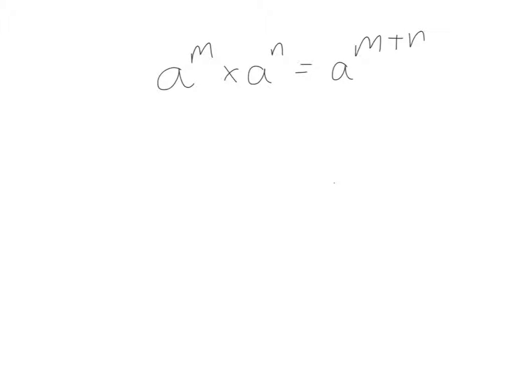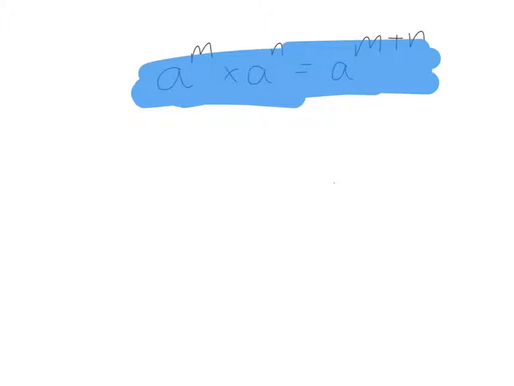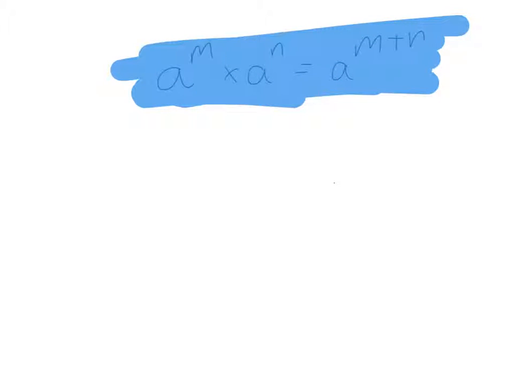Okay, here we're going to look at multiplying indices. What we've got here is the rule a to the m times a to the n equals a to the m plus n. What does this mean? This means that if we've got a term multiplied by the same term with different powers, we can simply write it as that term and add the powers together.